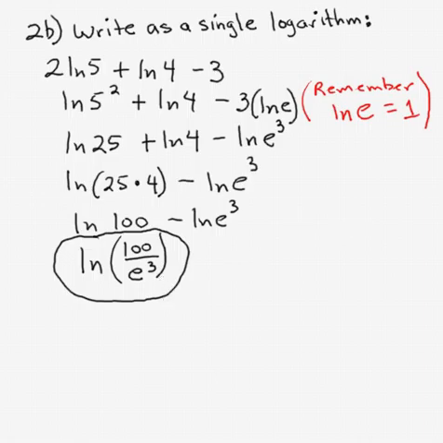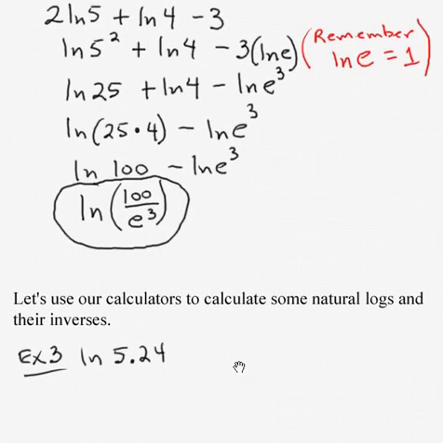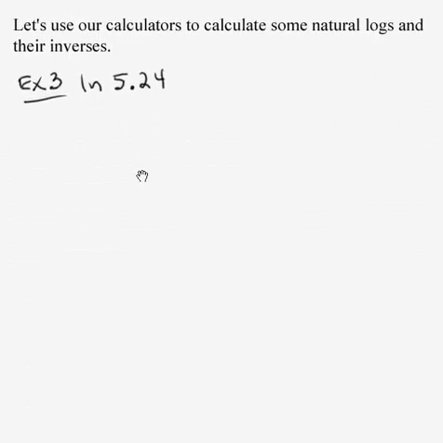That's using our properties of logs forwards and backwards. All right, we need our calculators here, and let's try to find some natural logs on your calculators and some inverses. Find the natural log of 5.24.